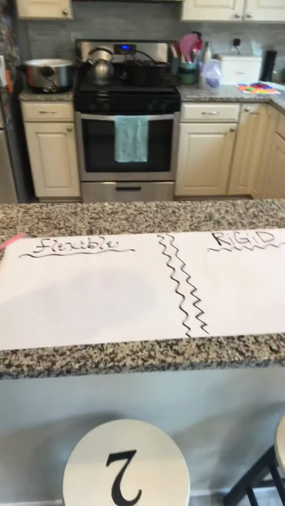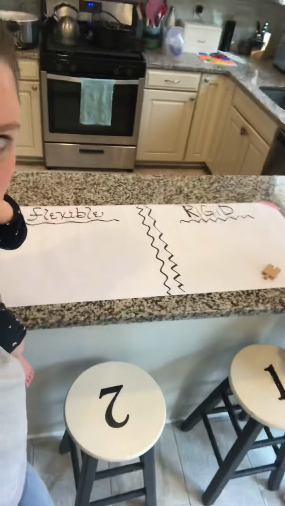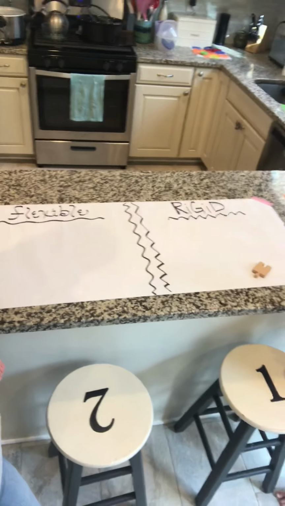Then after Grant went through all of the eggs, we did this. I have this piece of butcher paper and half of it says flexible and half says rigid. I set a timer for 5 minutes and told Grant to run around the house and find items that he could categorize as flexible and rigid. So Grant, show them some of the items that you came back with.